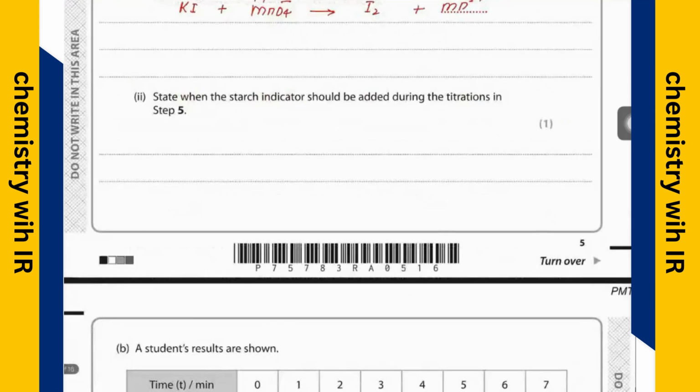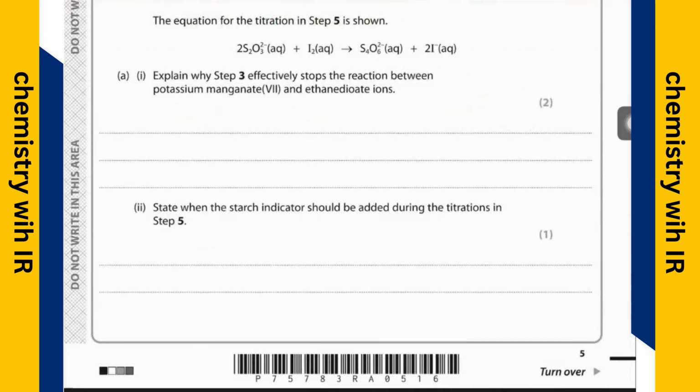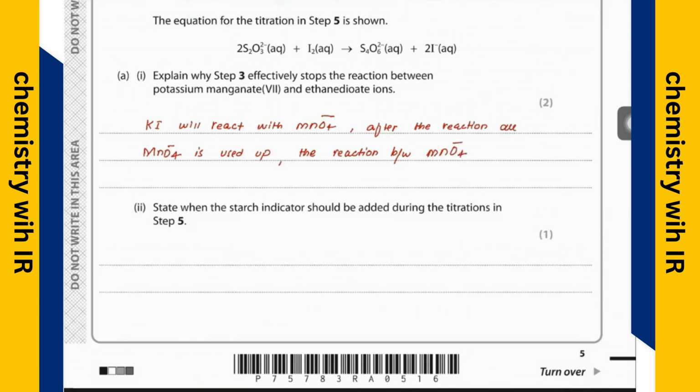Okay, so what am I supposed to write over there? I'm supposed to write: potassium iodide will react with potassium manganate, that is MnO4 minus. After the reaction, all MnO4 minus is used up, so the reaction between MnO4 minus and C2O4 2 minus will stop.